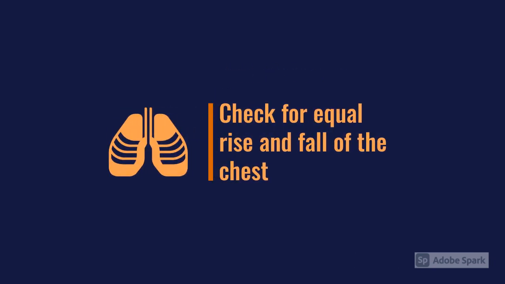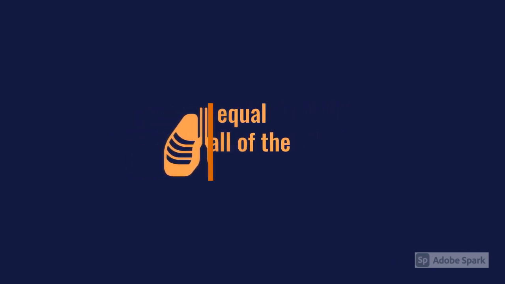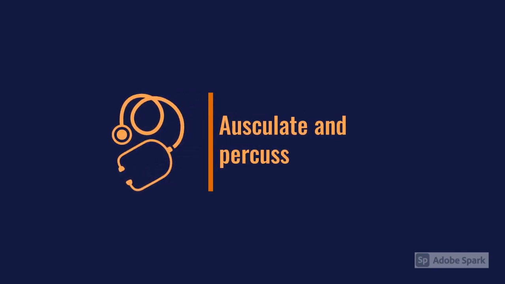And then we want to check that there's equal air entry and equal rise and fall of the chest, i.e. both sides. If absent, that's going to suggest presumably a pneumothorax. Auscultation, again, to have a little listen with the chest and a bit of percussion as well.